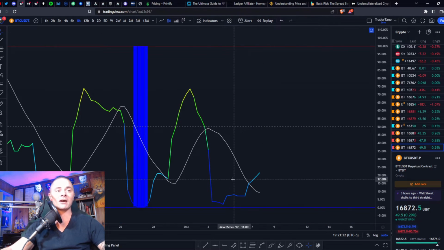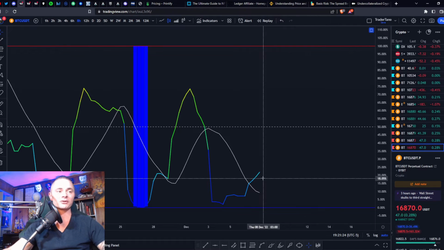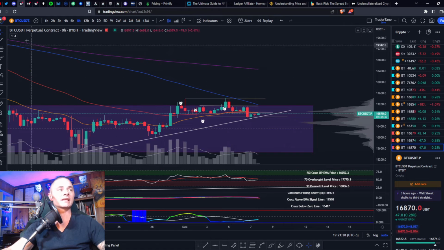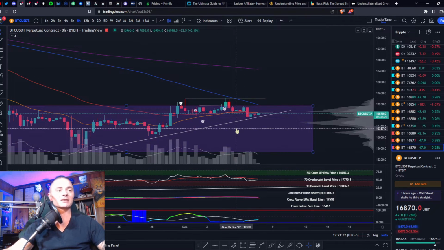Now, your 8-hour has crossed your moving average on your BBWP. So, like I said, the move is coming, but we need to get these 1 and 4-hour momentum and volatility starting to go.